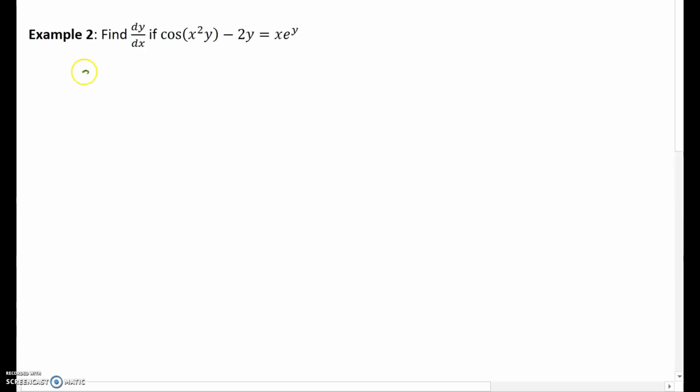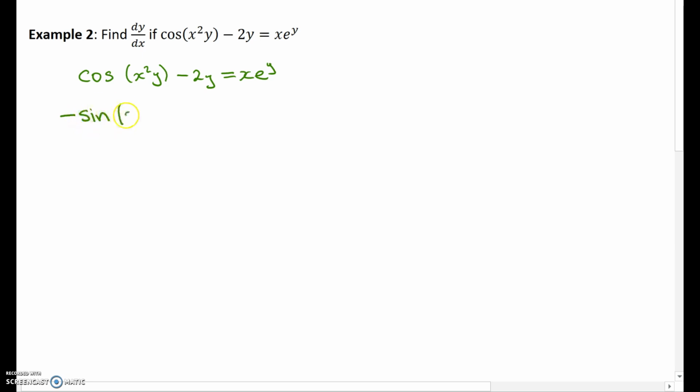So here is a second example on implicit differentiation, and it is quite a bit more intricate than the first one, so we'll go a little bit more slowly through it. Okay, the first thing we see here that we have to differentiate is cosine. The derivative of a cosine is always negative sine of whatever follows.